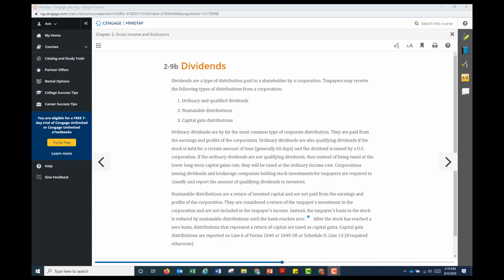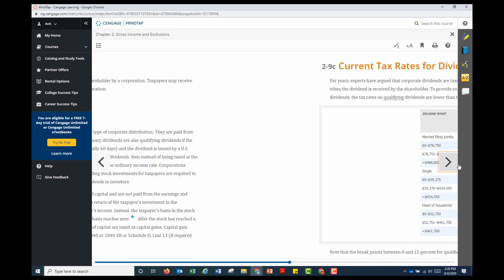Information about dividends is in Chapter 2-9. The sum of all types of dividends would go on line 3B, but only qualified dividends is reported on 3A. And qualified dividends means that it's qualified for a lower tax rate. And what are those lower tax rates? Let's take a look on this page.